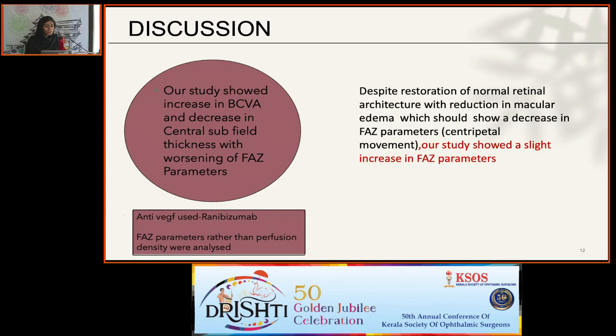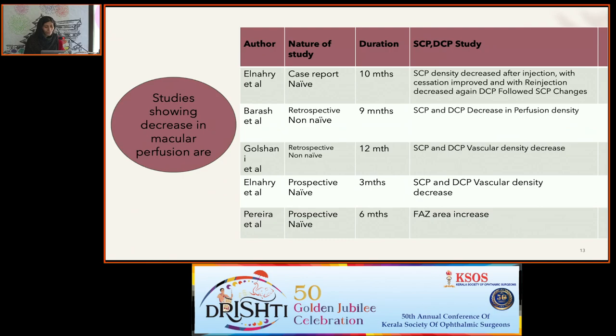Thus, despite restoration of normal retinal architecture with resolution in macular edema, which should show a decrease in foveal avascular zone parameters due to the centripetal movement with resolution of edema, our study showed a slight increase in foveal avascular zone parameters. These were some of the studies which showed decrease in macular perfusion.